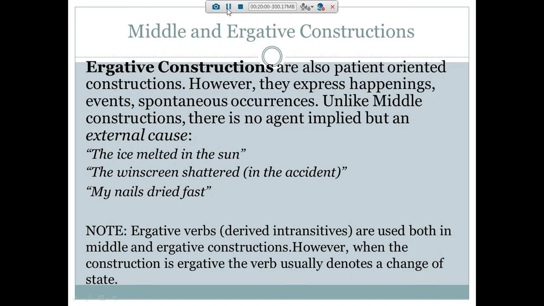Anybody or everybody can iron this shirt, but something happened. The ice melted in the sun. Nobody did this. It happened. It's an event. Or there's a typo.